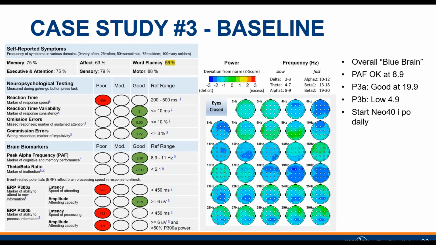Let's see. And again, he's kind of between the two that we saw before. He does have pretty much at every frequency blue brain, more prominent in some than in other places. From the Alzheimer's perspective, the peak alpha is pretty good at 8.9, not great, but it's okay, and his 300A is okay also. So at least voting against Alzheimer's at those levels. And then he was started on the Neo 40, just one daily at this time.